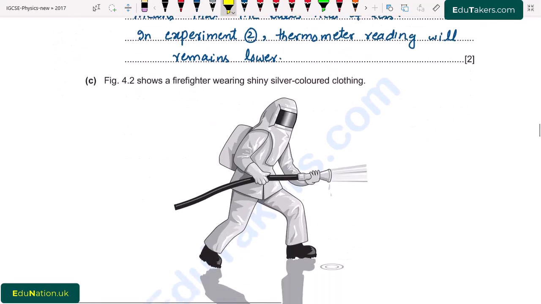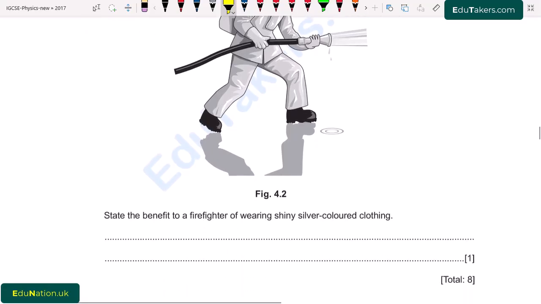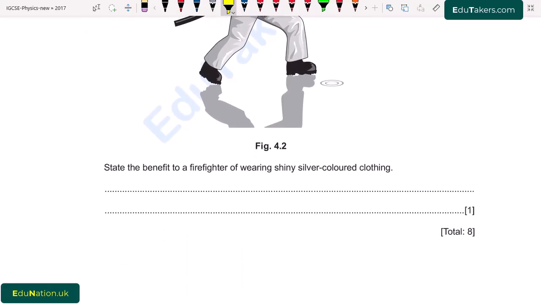Part C. Figure 4.2 shows a firefighter wearing shiny silver colored clothing. State the benefit to a firefighter of wearing the shiny silver colored clothing. So the shiny silver color is basically a good reflector, so this color keeps the firefighter cooler, and the firefighter does not get too much heat.